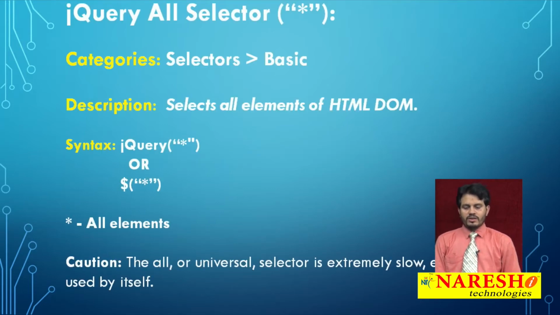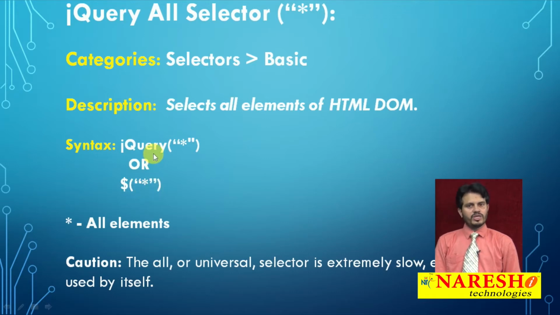So let us start. This selector, called the all selector, belongs to the jQuery basic selector category, and it is used to select all the elements of the HTML DOM, the document object model, that is, of the HTML document. The basic syntax to select all the elements of the HTML DOM is the jQuery selector function with the selector expression star, or we may use the shorthand notation of the jQuery selector function, which is $ of star. It also selects all the elements of the HTML document.